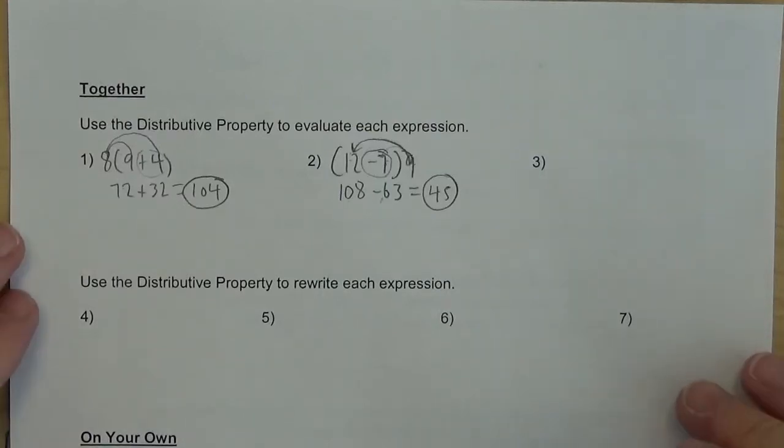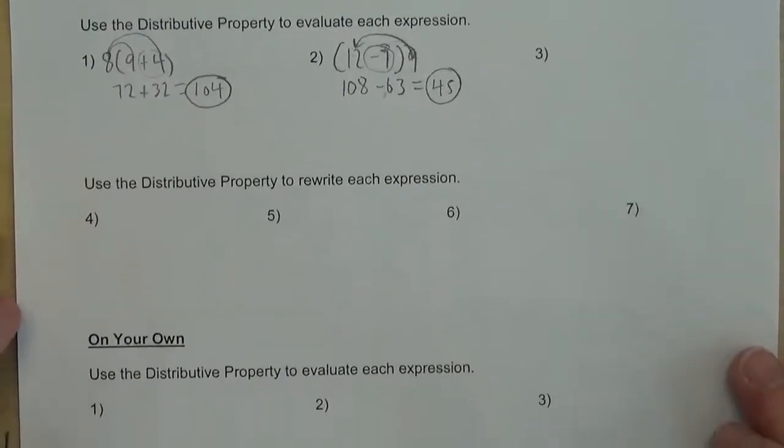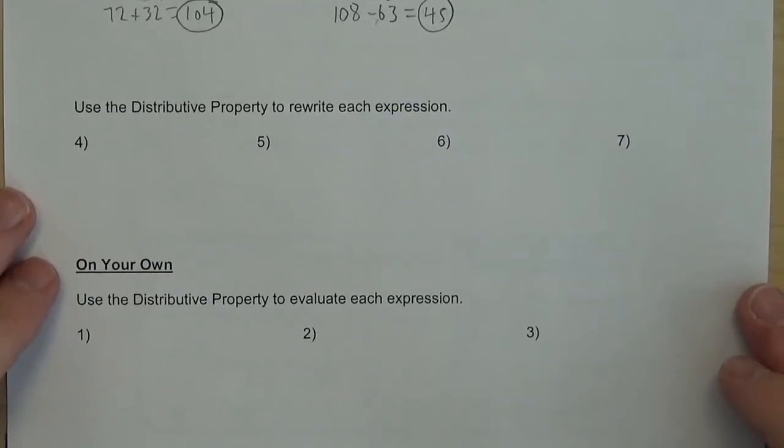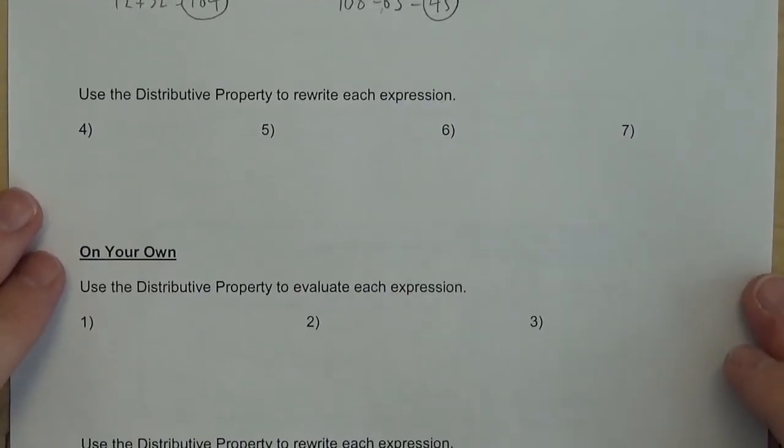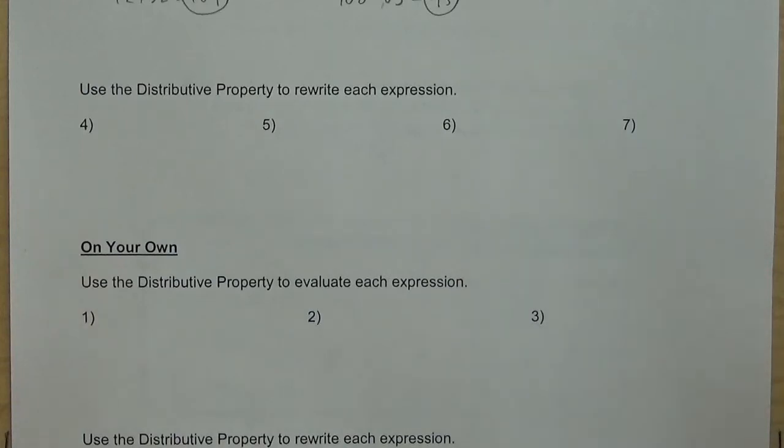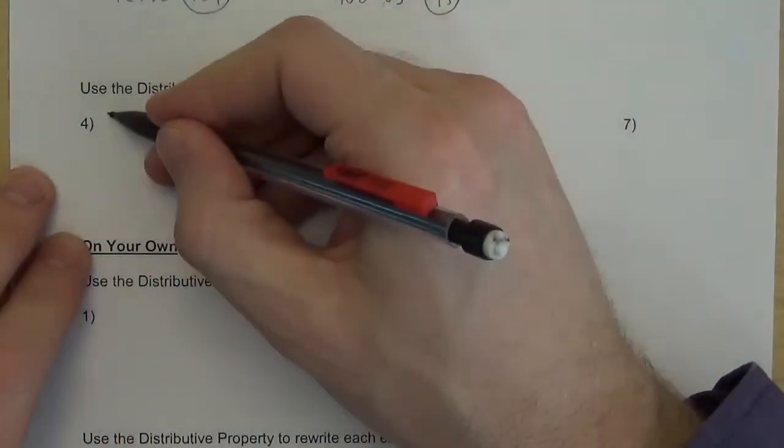But let's go ahead and do these next ones. We're going to skip number 3 because these are a little more geared towards what we're going to be working on eventually when we solve equations with these. So it says use the distributive property to rewrite each expression. Notice it doesn't say to evaluate because we won't be able to evaluate these. They're going to have some variables in them.